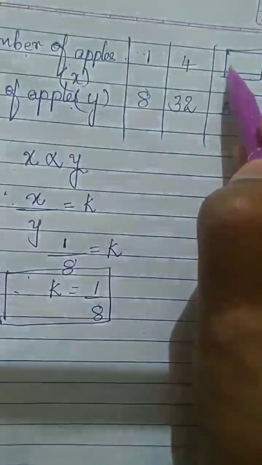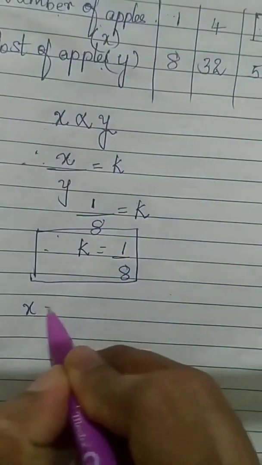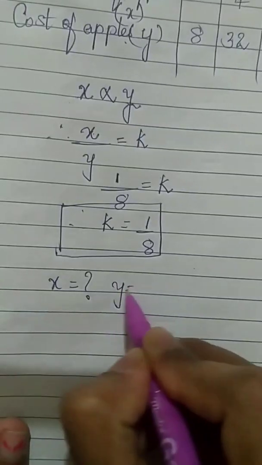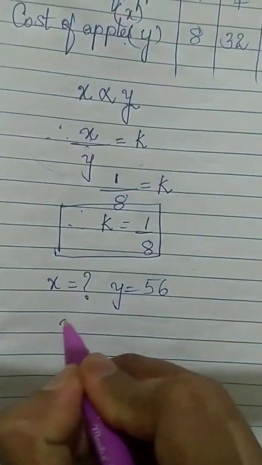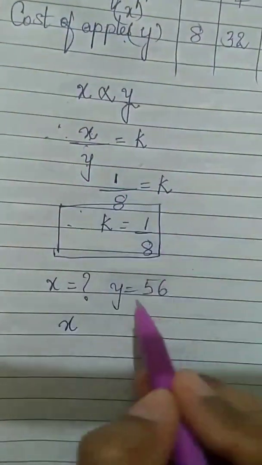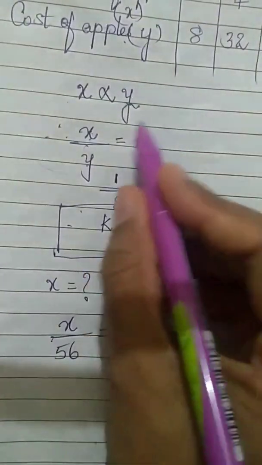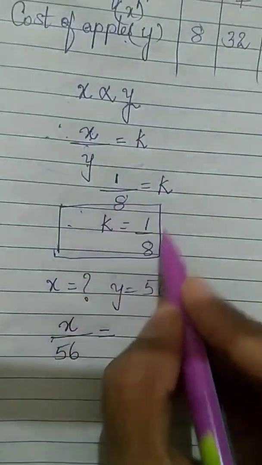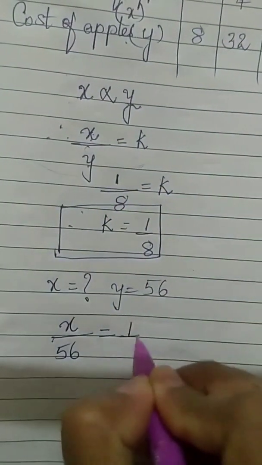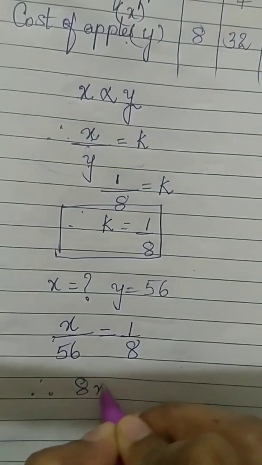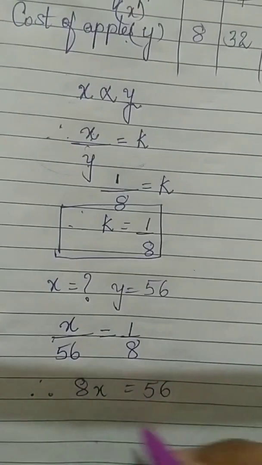Here we don't know x, but we know y. So let us apply x is equal to question mark and y is equal to 56. Apply it here. In place of x, write x only because we don't know. In place of y, write 56 is equal to k. Do you know the value of the constant? Yes, just now we got it, 1 upon 8. Substitute. Now do cross multiplication. Therefore, 8x is equal to 56.